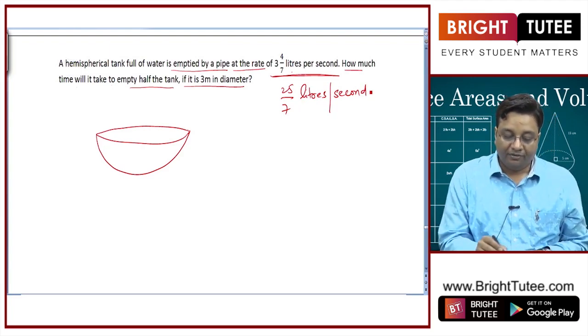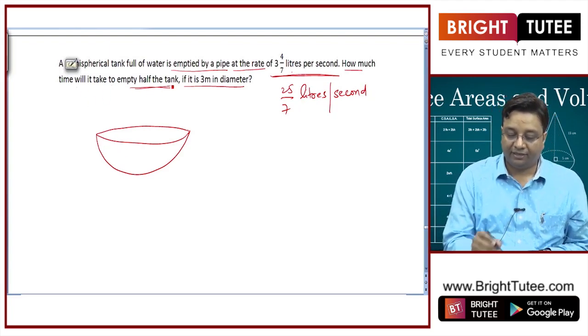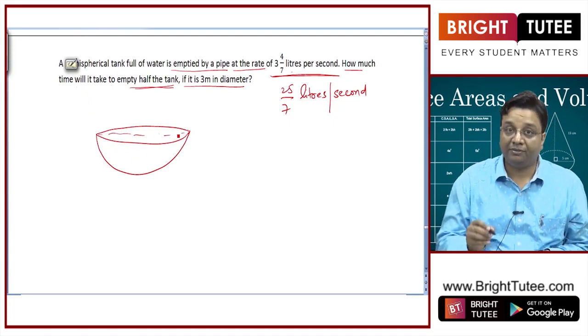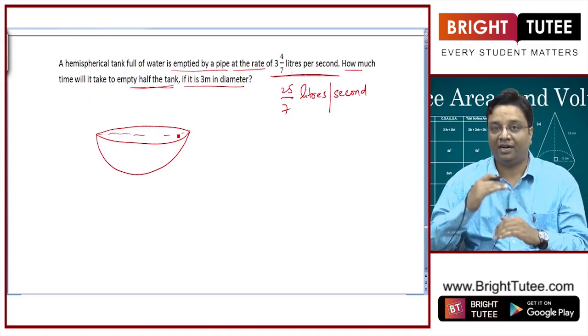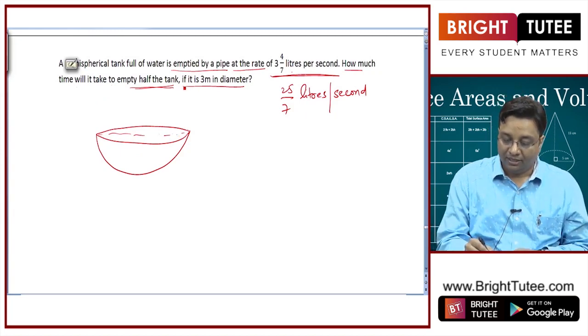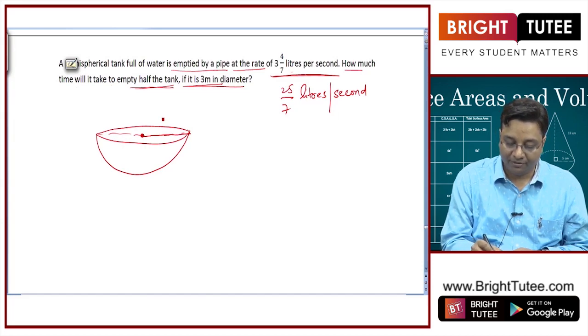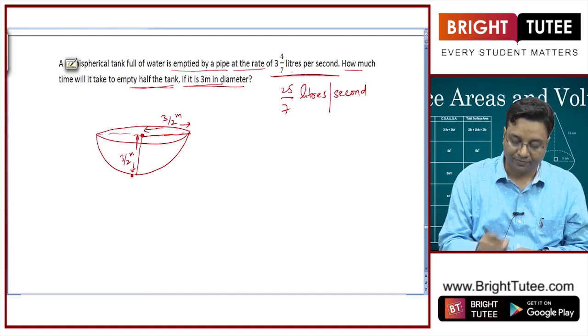Okay, and we need to empty half the tank. So whatever volume of this hemispherical tank is there, we need to empty half of it, and it is 3 meter in diameter. So the diameter is 3 meter, so the radius will be 3 by 2 meter. So this is also 3 by 2 meter, right?